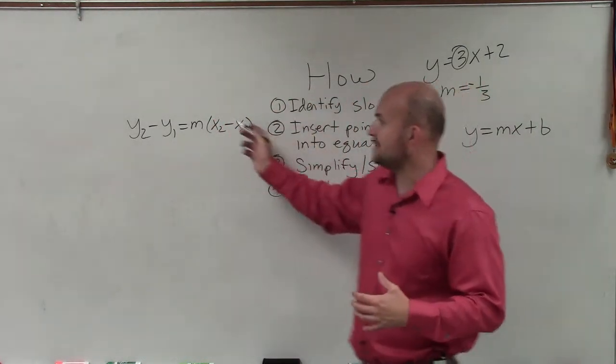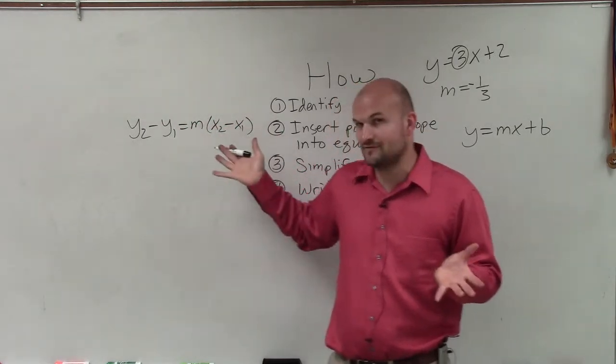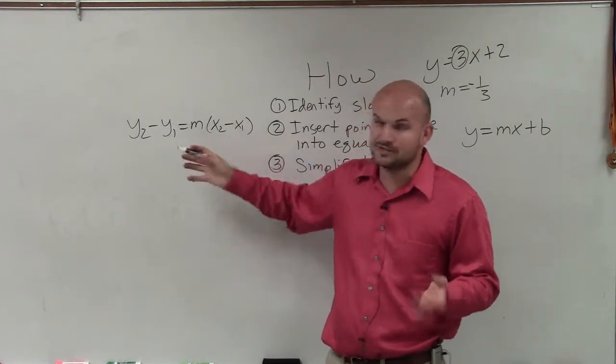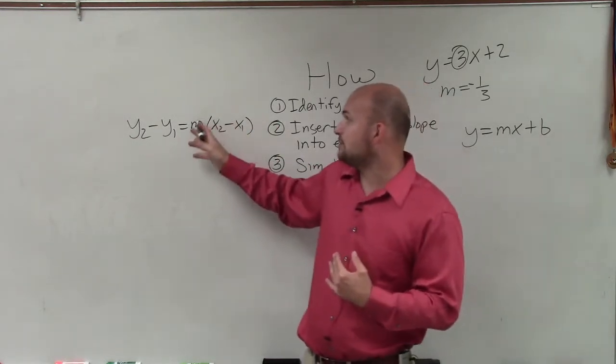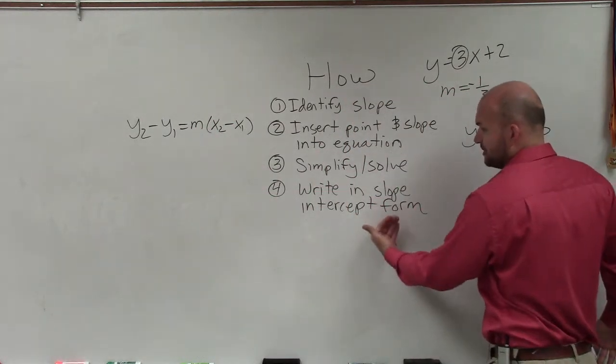If you plug in a point x and y, for any x and y, it doesn't matter. You just plug it in for one of these x and y's. Make sure it's the same one, x1, y1, or x2, y2. Once you plug them in and you plug in your m, then you're just going to go ahead and simplify and rewrite it in slope-intercept form.